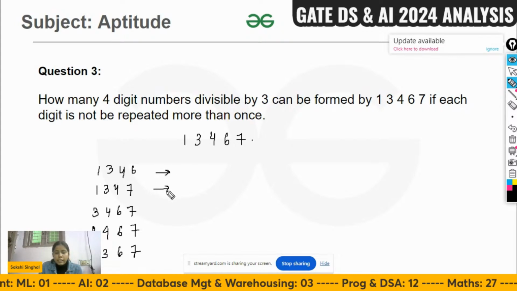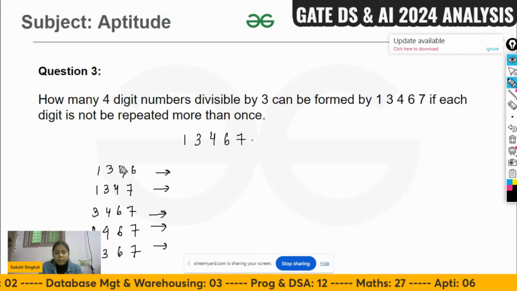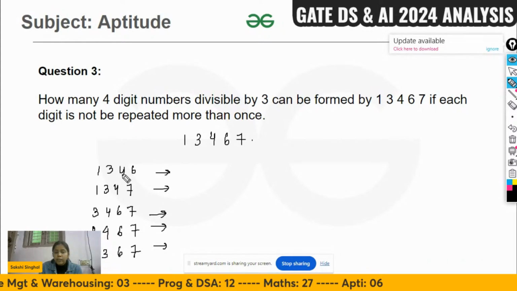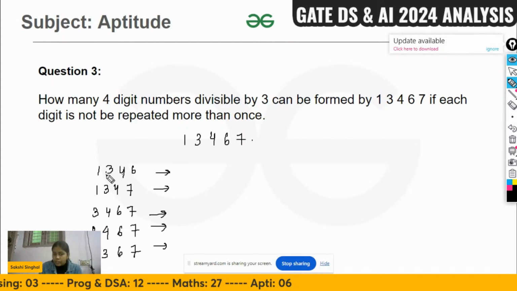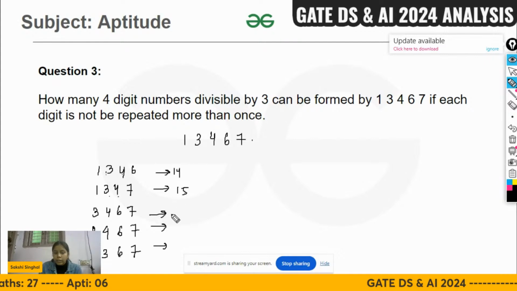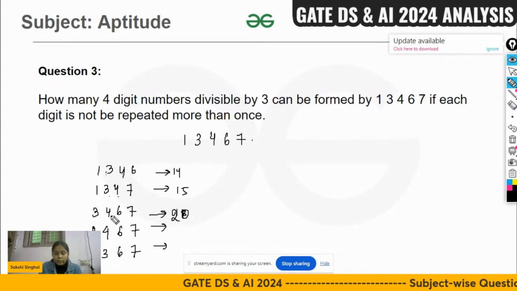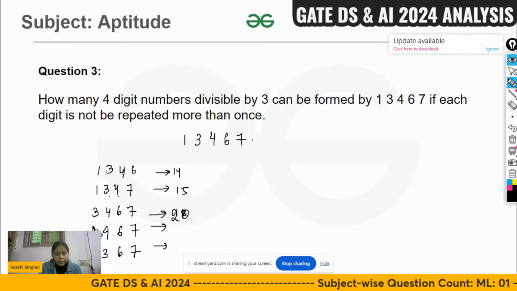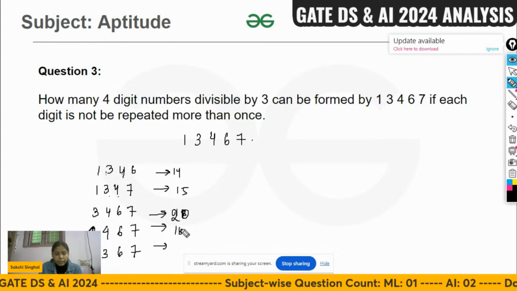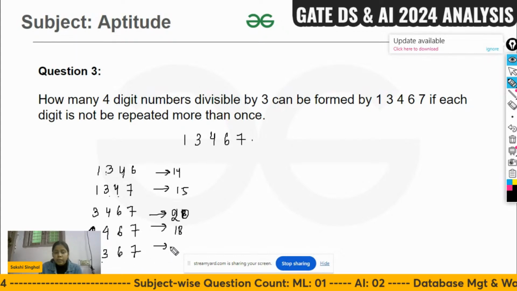So if you take a sum of these numbers, let's take a sum. 1, 3, 4, 6 would give me 14, 13, 14. And this would give me 15, and this would give me 18. Sorry, this would give me 20, right? And this would give me 18, and this would give me 17.